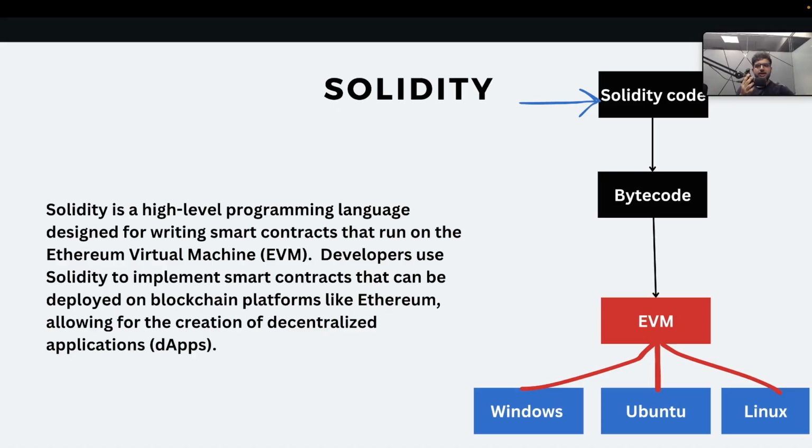Hopefully if you've gotten this Web3 course, you have at least heard of Solidity. Solidity is a high level programming language. Java is a high level programming language. C++ is a high level programming language. Languages that you and I as humans can write.